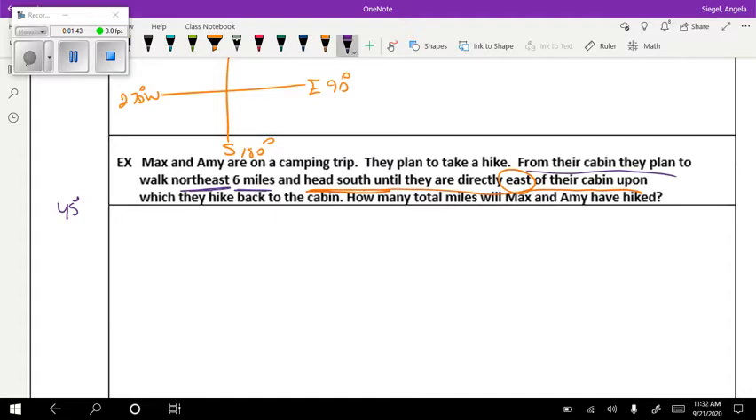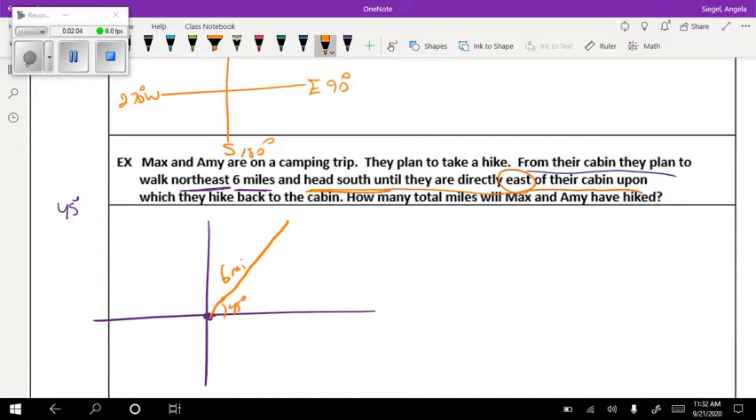So let's draw a picture of what's going on here. This is their cabin right here at (0, 0), and they plan to take a walk northeast 6 miles. So we're going northeast, and this is going to be 6 miles. This is 45 degrees. Then they're going to head due south until they are directly east. It doesn't tell us this distance, but we're going to stop here because that's where it's directly east.